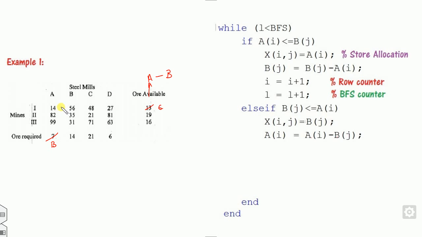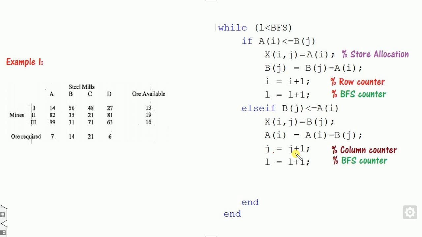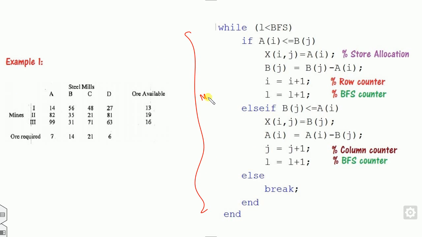Now in the next phase, you are moving here. The next iteration comes here. So this is J, J is 1. Now this is J is 2. So we will update J as J plus 1. Counter BFS as L plus 1. Otherwise we will break. So this is method 1.